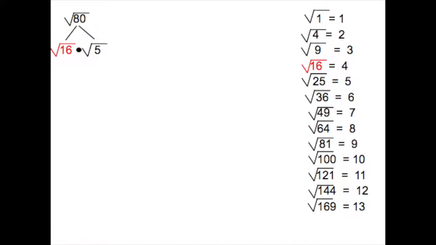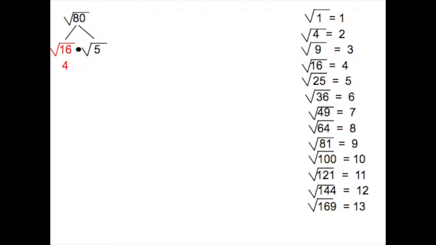To simplify square roots, we need to break the square root down into the product of multiple square roots. In this example, the square root of 80 is equal to the square root of 16 times the square root of 5. We've highlighted the square root of 16 in red because when simplifying square roots, one of our square roots must be a perfect square. The square root of 16 is a perfect square.